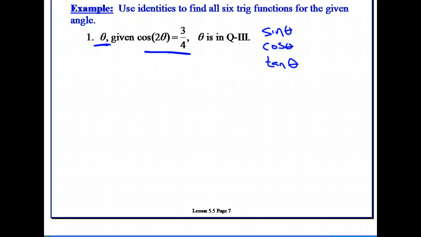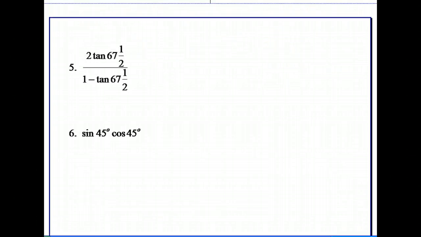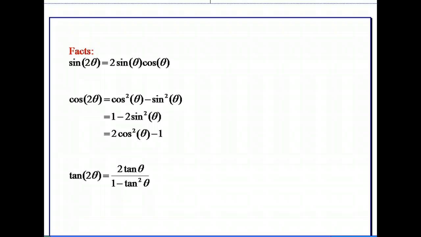And so they're asking for quite a bit here, and it seems daunting at first, but it turns out it won't be too much work. So we've got the cosine of 2 theta. Let's look back at our double angle identities. If you remember, there's 3 identities for the cosine of 2 theta. You've got this one, and this one. And so which one do you choose?